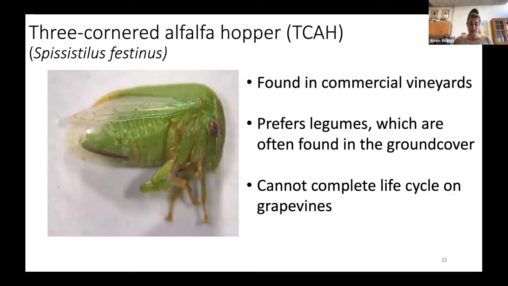Next is tica, which is found in commercial vineyards, but it actually prefers legumes and is more often found in the ground cover of the vineyard until late in the season when the ground cover dies, and then they reluctantly move into the canopy. And this is because they cannot complete their life cycle on grapes.